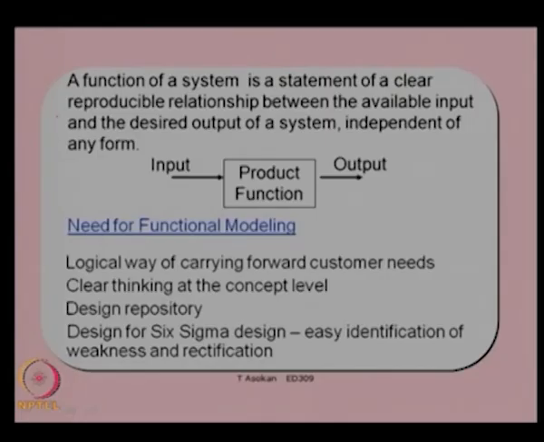So, we can actually use it for identifying the mistakes or the problems in the system design. So, we can actually trace the functions and then identify whether there is anything missing in the functional blocks. So, that also can be done using the functional modeling of the system.